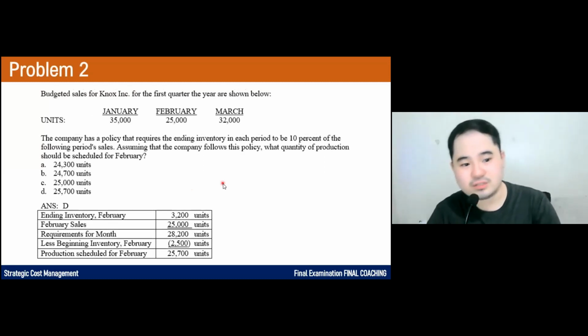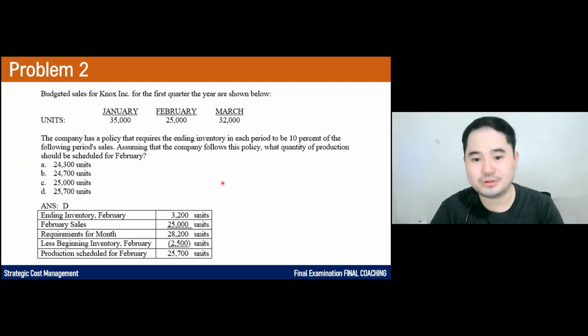Okay, so budgeted sales for Knox Incorporated for the first quarter are shown below. So we have 35,000, 25,000, and 32,000 units of sales. Okay? The company has a policy that requires ending inventory to be 10% of the following period sales. So ganun din. If you're talking about January and ending inventory for January, it'll just be 10% of this. Ganun lang, di ba? Okay. Assuming that the company follows this policy, what quantity of production should be scheduled for February? So ang tanong po sa inyo ay number of units to be produced by the next month.